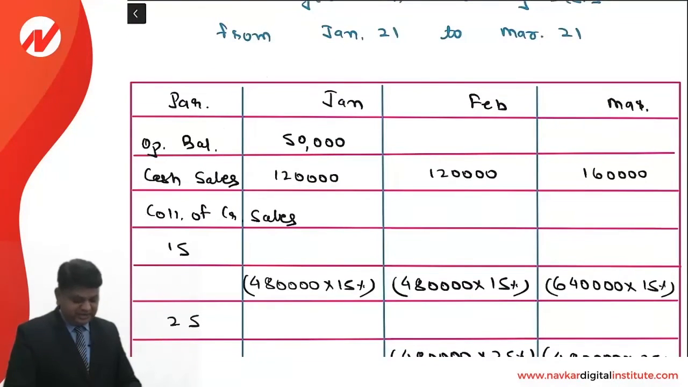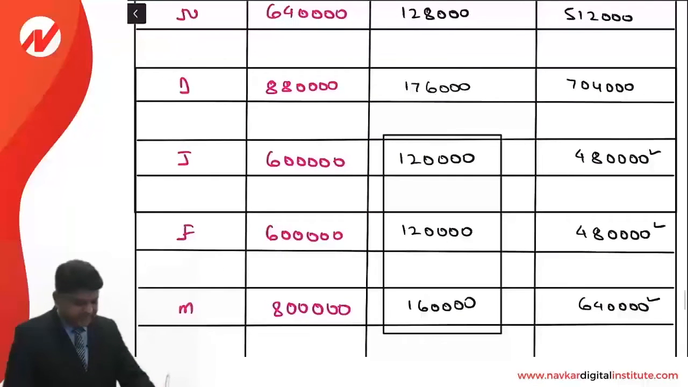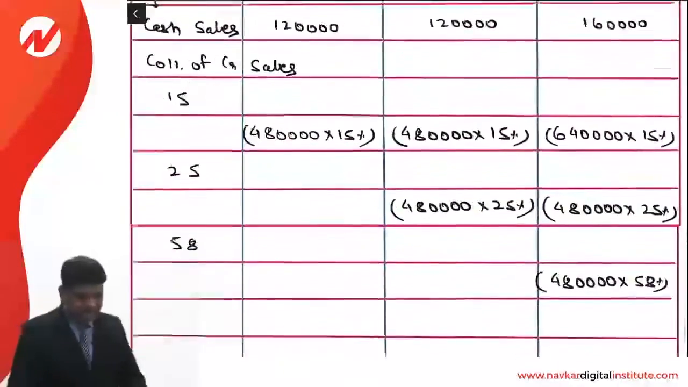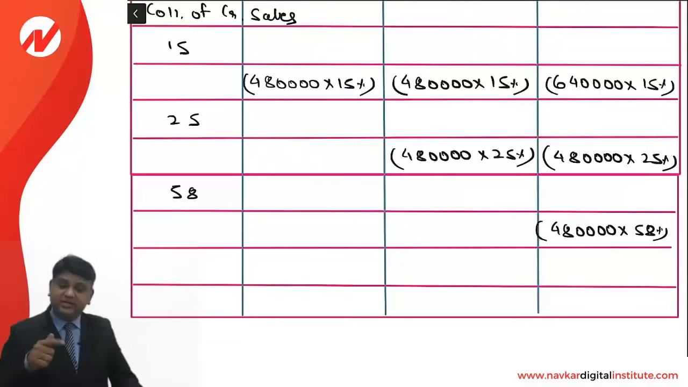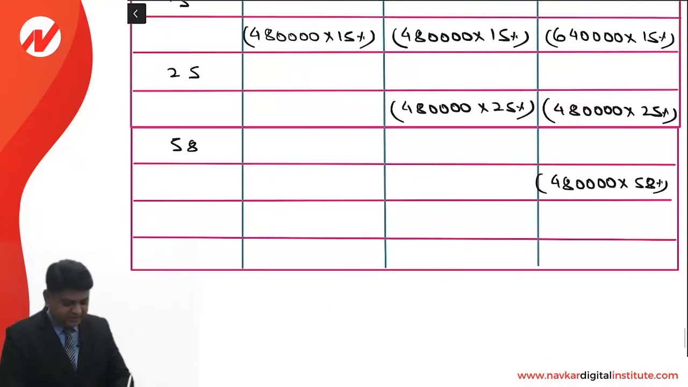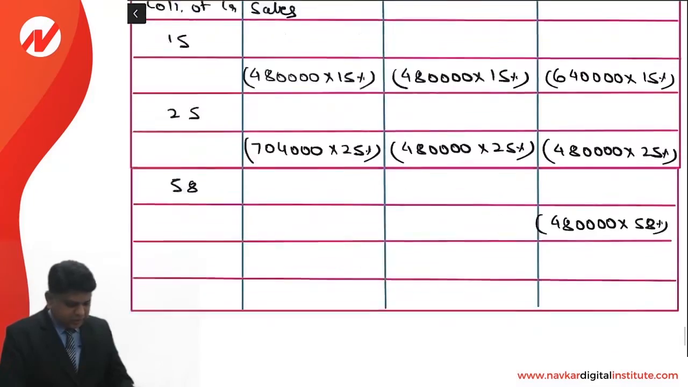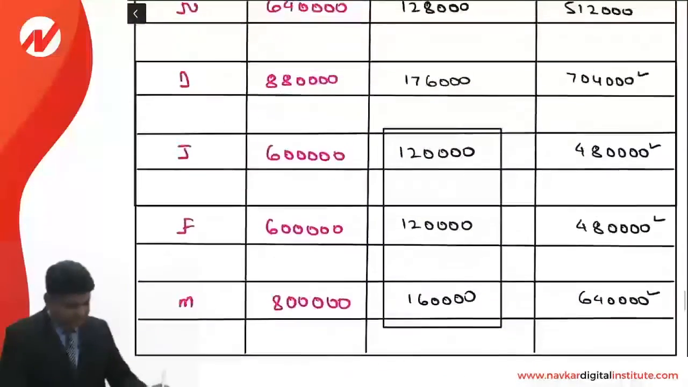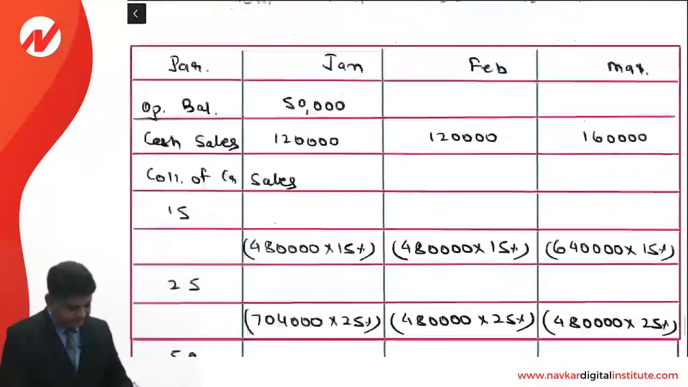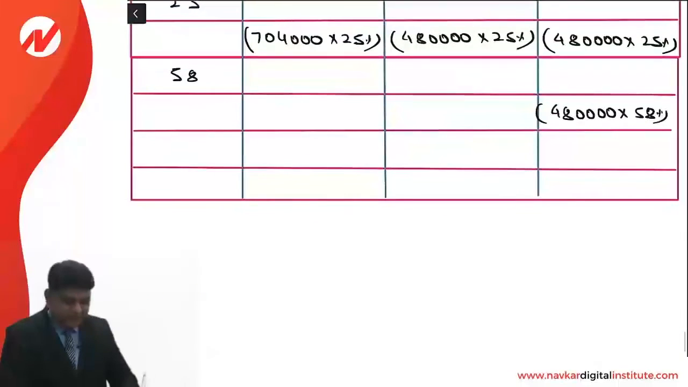Before January, it is the month of December. Credit sales of the December month is 7,04,000. We understand that 15% of that must have been received in the month of December. 25% will be received in the month of January. So 25% of 7,04,000, this. And 58% will be received in the month of February.